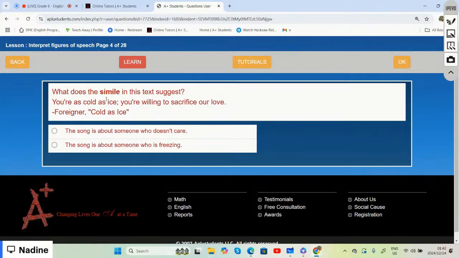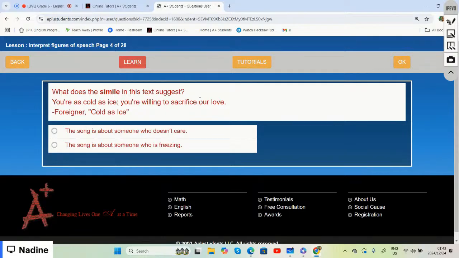What does a simile in the text suggest? A simile. And we said a simile is a little device that gives human characteristics to something that isn't human. No, that's a personification. A simile is like we are comparing one thing to the other using as. So you were as cold as ice. Simile. It's like we're comparing.